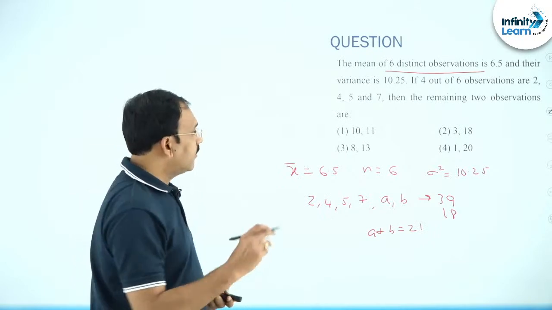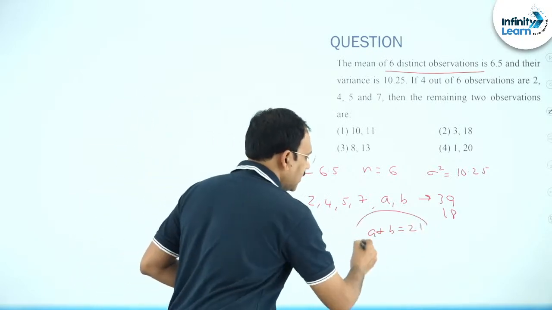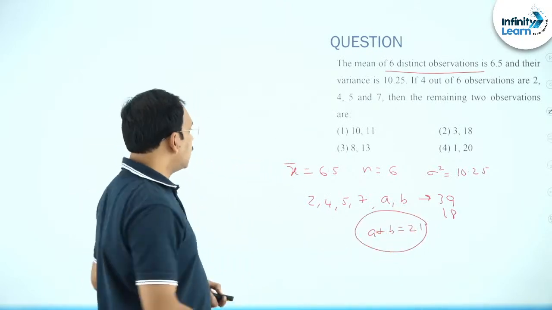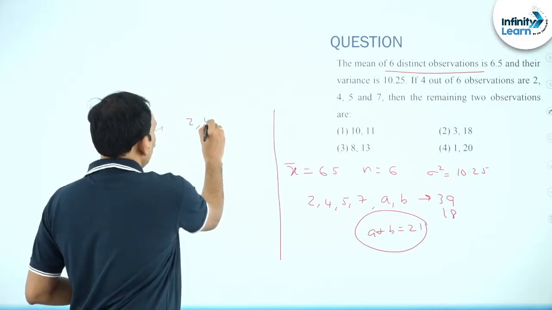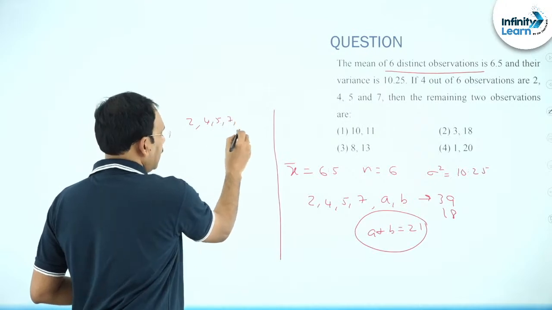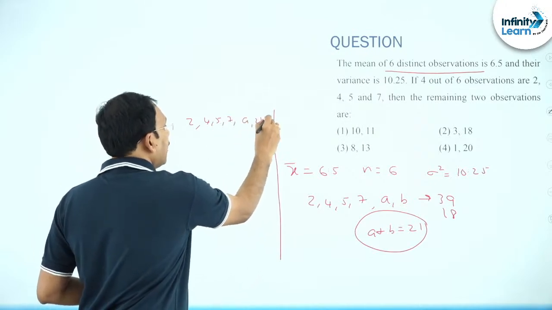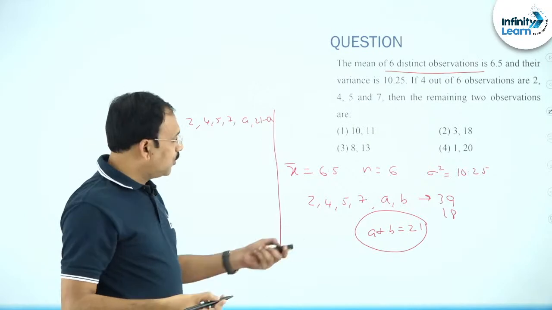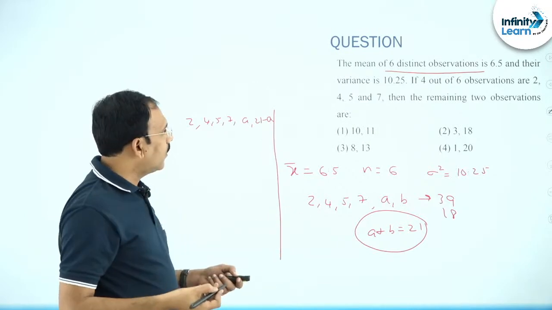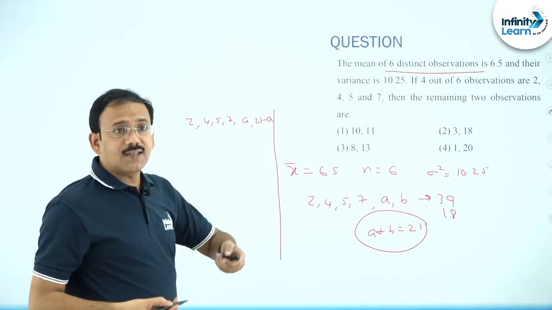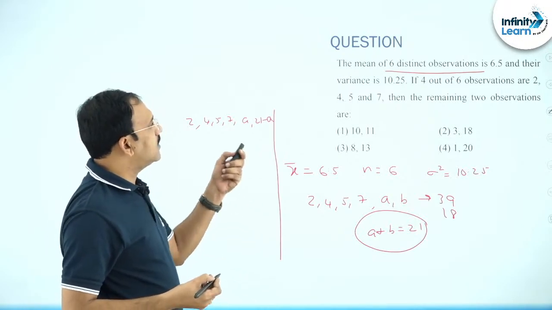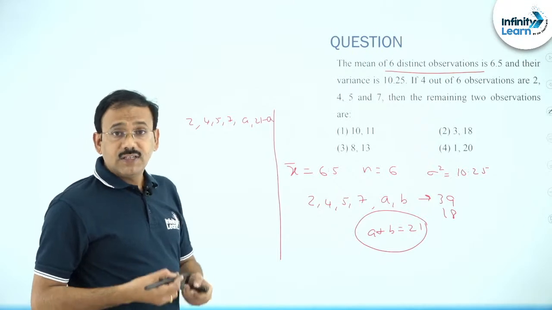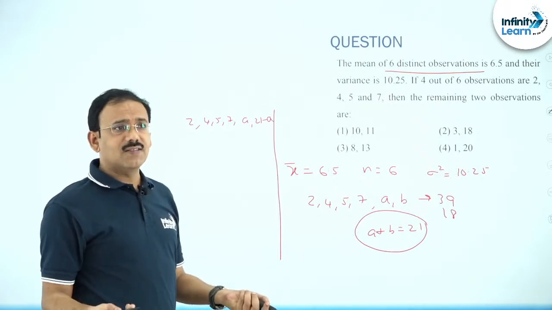So, friends, you got the first relation connecting a plus b. Or else you can also treat the observations like 2, 4, 5, 7, a, and 21 minus a, to remove the other variable. Now, the extra data that we have is the variance, 10.25. Just recall the formula of variance, that is all.